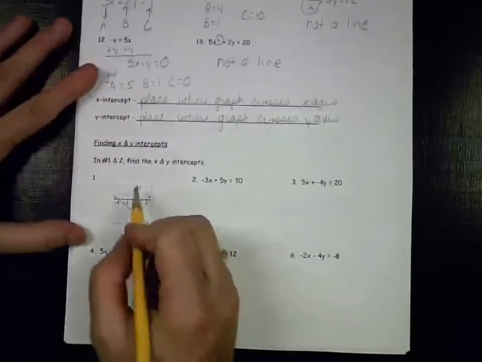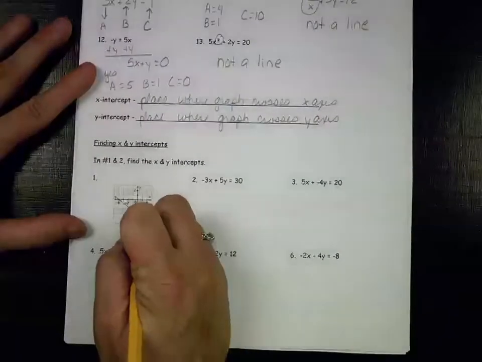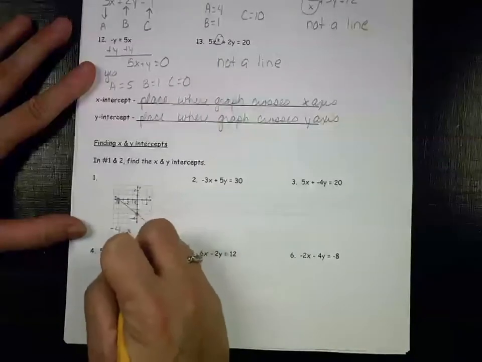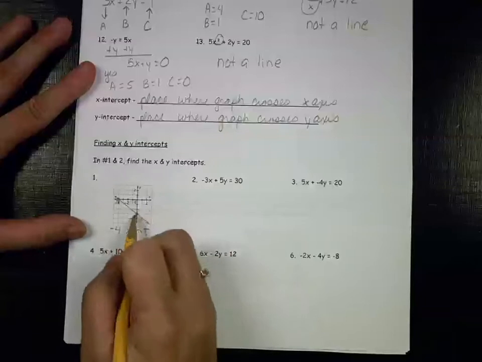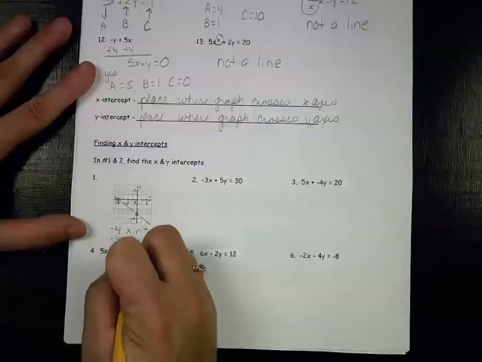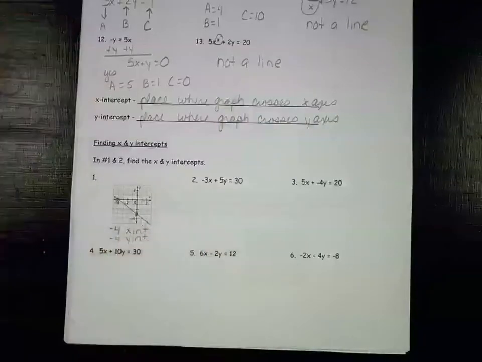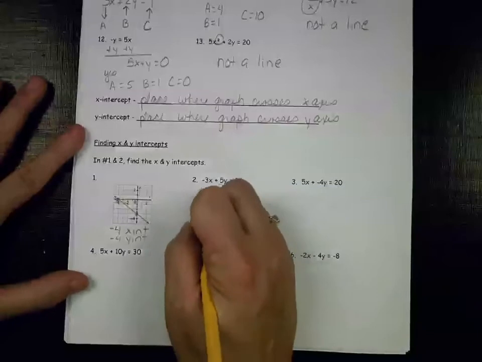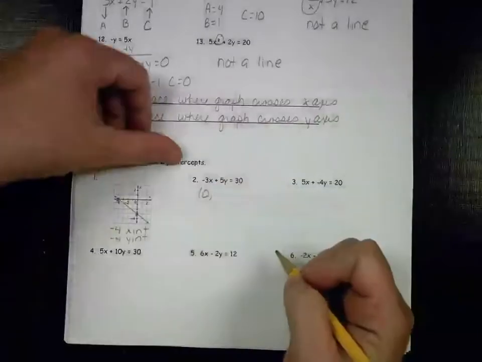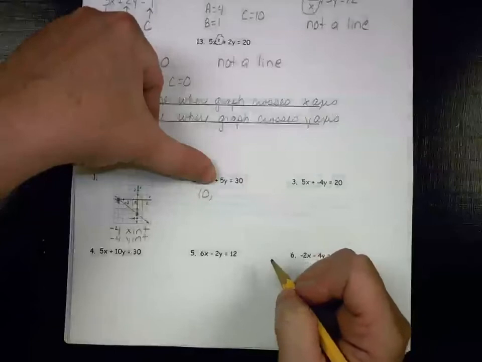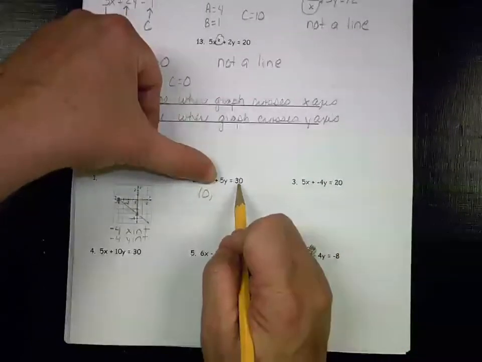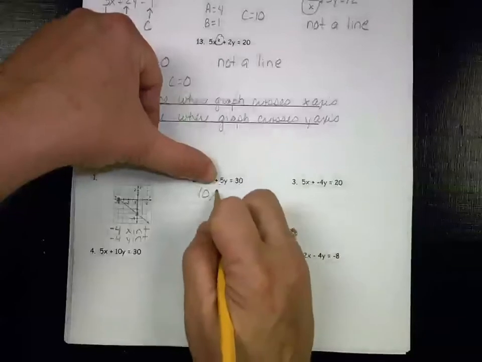Our first one is kind of nice. It's a picture. So right here, -4 is your x-intercept, and -4 is your y-intercept. For the next one, we do the 0, 0 thing. If I let x be 0, this whole thing cancels out because anything times 0 is 0. 30 divided by 5 is 6.